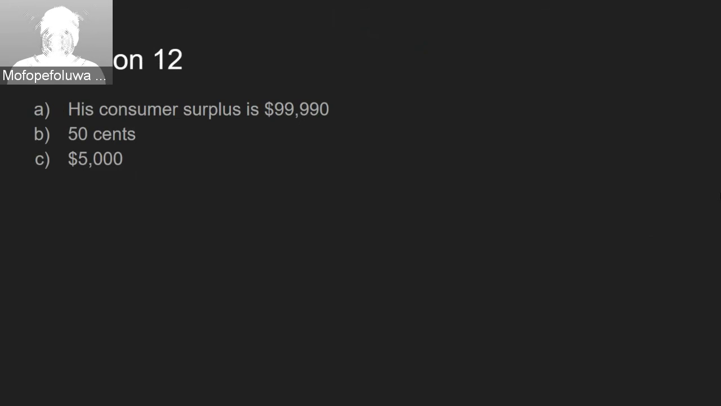So if you use the sales tax on what he actually paid, which is $10, you have 5% sales tax on $10, which comes up to 50 cents. And then for C, if he was taxed on what he actually intended on paying, what he was willing to pay, it would have been 5% of $100,000, which comes up to $5,000.